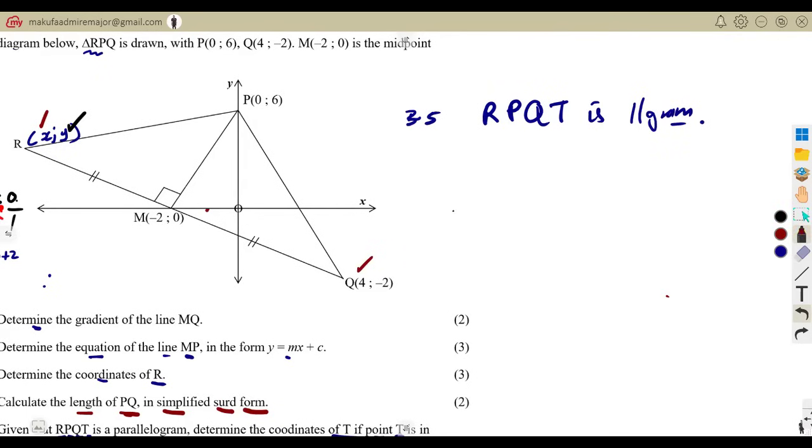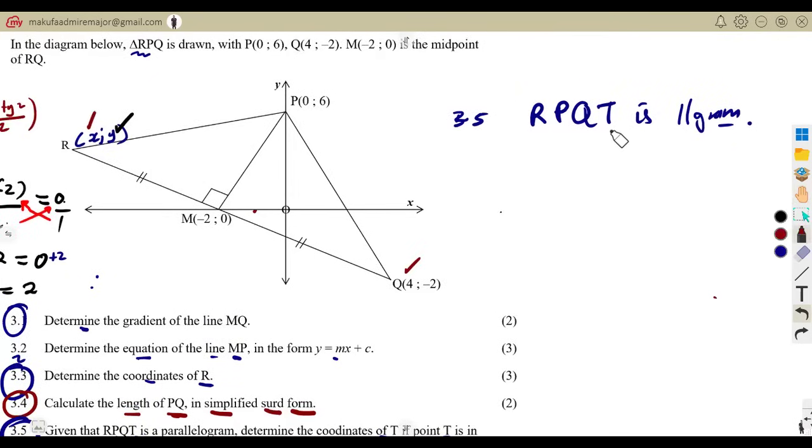We need to determine the coordinates of what? Of T, and T is in the third quadrant. Like we have R to P to Q. So T is in the third quadrant, maybe somewhere like this. This is just a sketch, guys. So maybe this is where our point T is in the third quadrant.